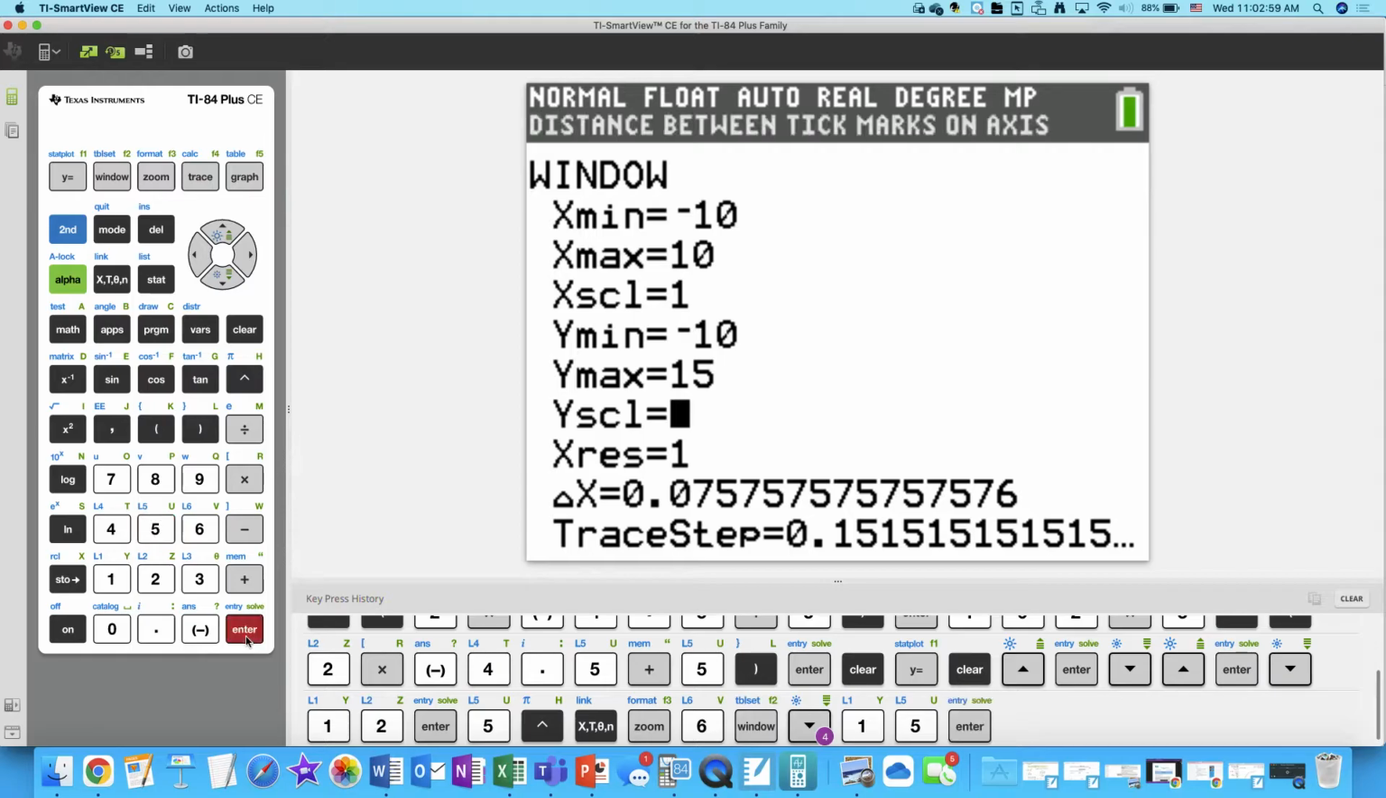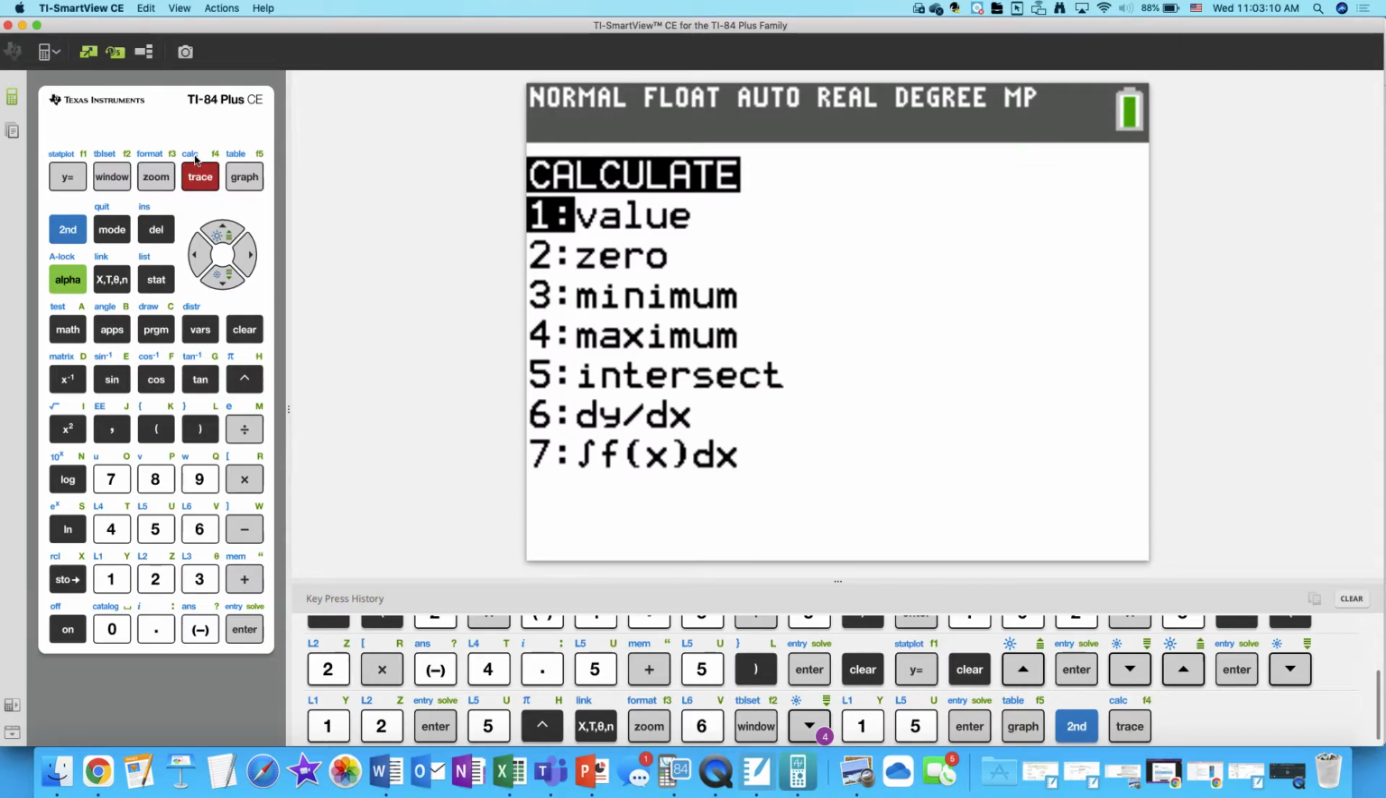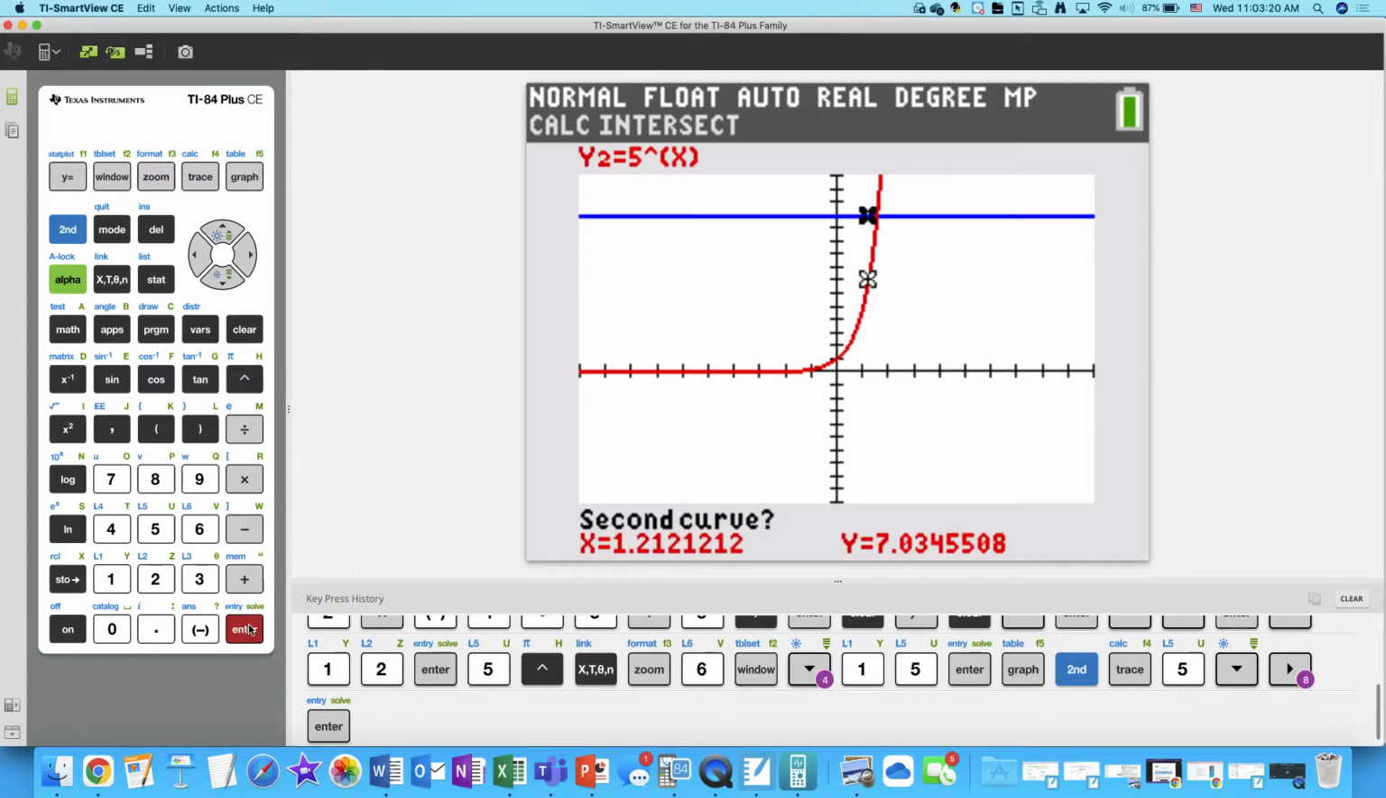On the TI, we're going to go second trace to get to that calc menu. We're looking for an intersection. Then I'm going to go over close to it. It doesn't have to be super close. Hit enter again, hit enter again. And we can see to the nearest thousandth, this is 1.44. This would round up to a 4.